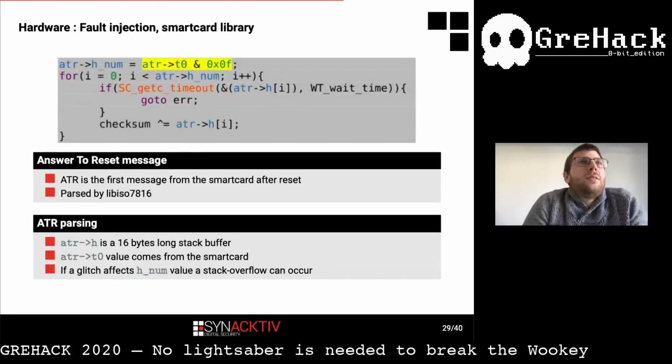We found this kind of code inside the smart card message parser. The answer to reset is the first message sent by the smart card. Here you can see that a copy is done from the frame to a stack buffer, and a 4-bit size is taken from the message to do the copy. So if a glitch affects the size, then we can have a stack overflow.